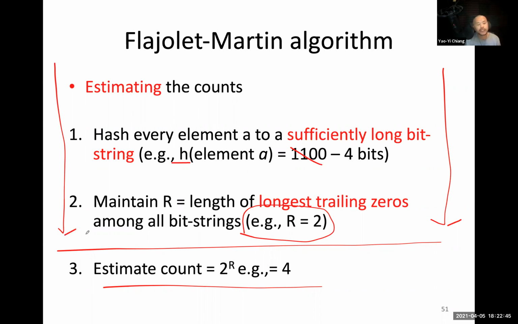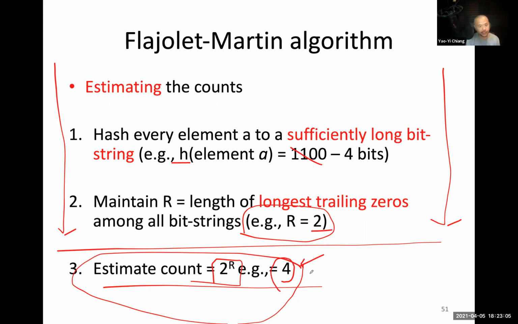Okay, great. So this is the last step, is once you see enough elements, say after 1 hour, you want to estimate how many unique elements you have in this 1 hour, you just do 2 power of R. For example, if your R is 2, then you have 4. Then you have the estimate of a unique element. Okay, that's the entire algorithm. What I haven't told you is why this works.